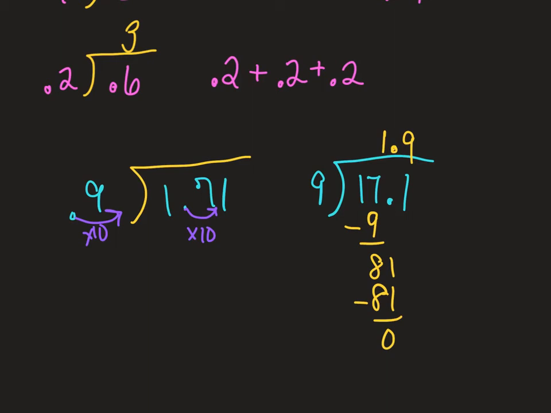So that is actually this answer too. This answer is 1.9 and this answer is 1.9. So by doing this, we really solved our original question.